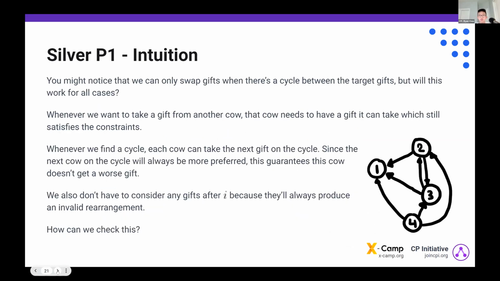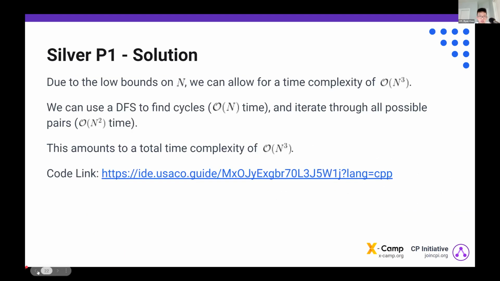And then we can only swap gifts when there's a cycle between the target gifts. But why does this work? Because whenever we take a gift from another cow, the cow that we take it from needs to have a different gift that it can choose, in case that cow took their guaranteed backup gift.